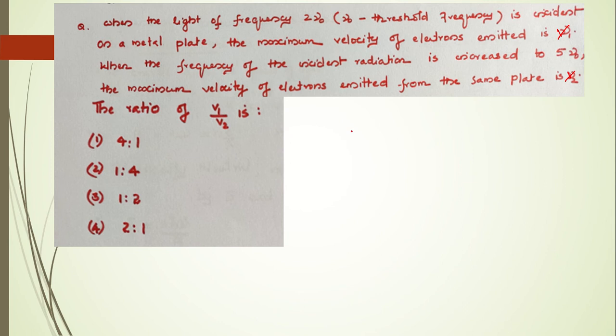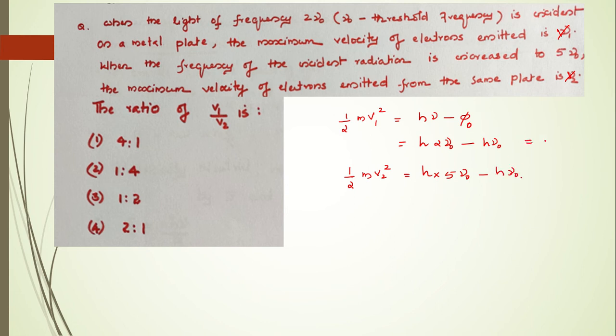According to our Einstein's relation, we know the maximum kinetic energy for the first case: half m v1 square is equal to h nu minus the work function. The incident frequency is given as 2 nu 0, minus the work function h nu 0. In the second case, half m v2 square is equal to h into the incident frequency 5 nu 0, minus h nu 0.